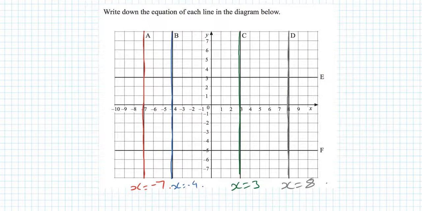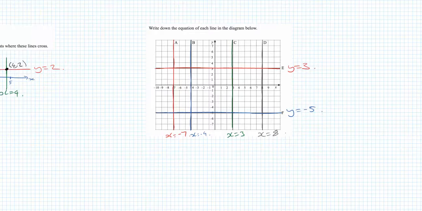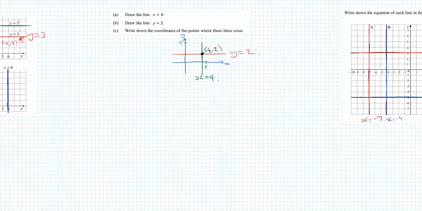Now, going back the other way, if I'm looking at these other lines, well, E, I'm drawing it now in red. It's just crossed y equals 3. It's unsurprisingly the line y equals 3. And this blue line I'm drawing now is crossing the y-axis at minus 5. So unsurprisingly, it's the line y equals minus 5. Okay, I hope that helps you to understand how to draw and how to write the equation of horizontal and vertical lines.